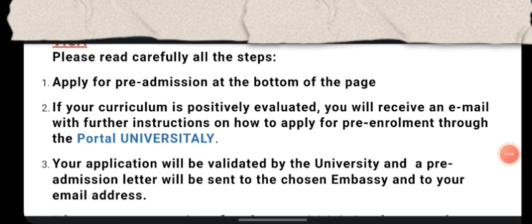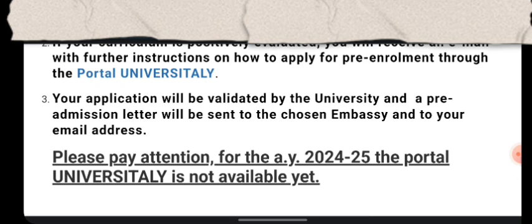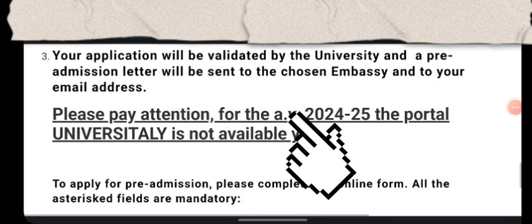Okay, so the Universitaly portal is like a central portal where things are linked to your visa application after your admission from a university. Okay, your application will be validated by the university, and a pre-admission letter will be sent to your chosen embassy and to your email address, so that you are sure that the embassy has received your information. Then you now go ahead to the next step, which is important.